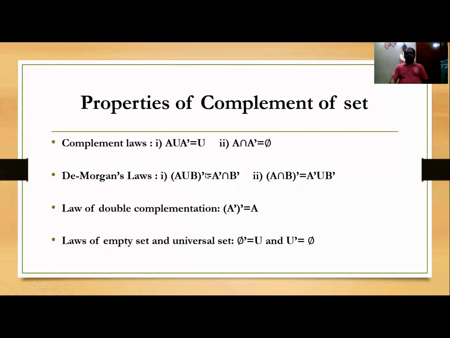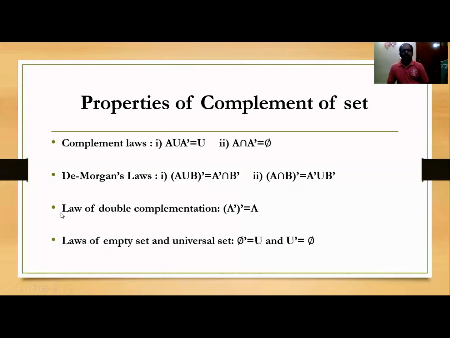The complement of such a union of two sets is equal to the intersection of their complements. Is it clear? This is known as De Morgan's law: the complement of a union is the intersection of the complements. In the same way, the complement of an intersection is equal to the union of the complements. That is, the complement of A intersection B is A dash union B dash. These are known as De Morgan's laws.